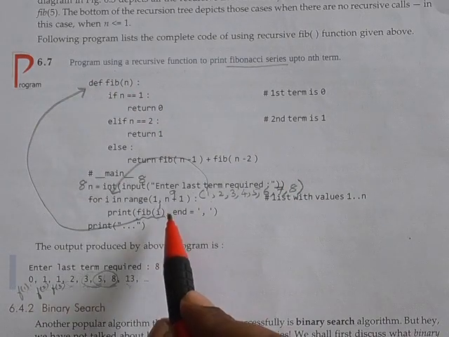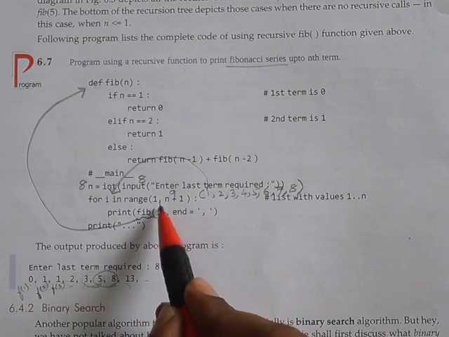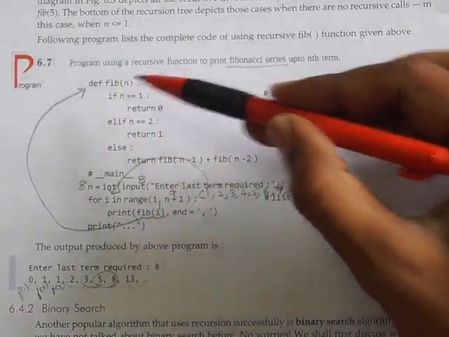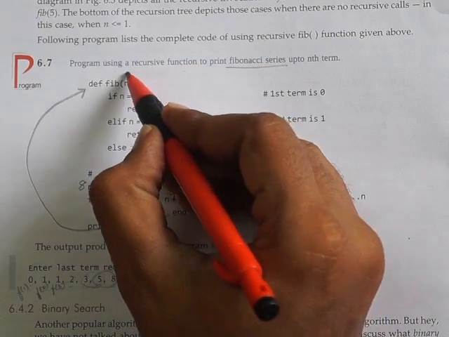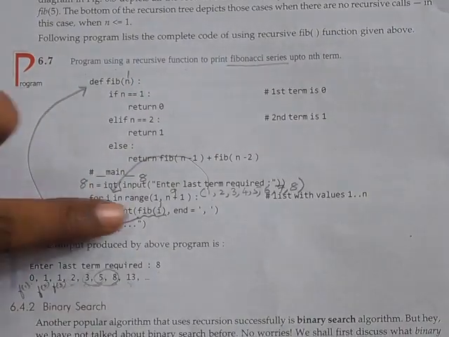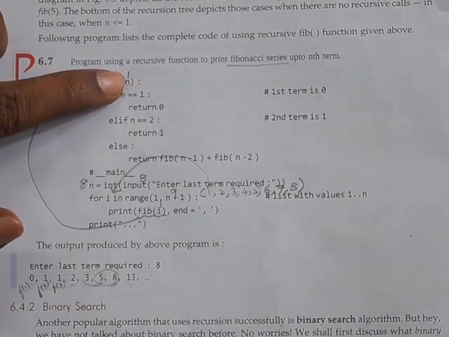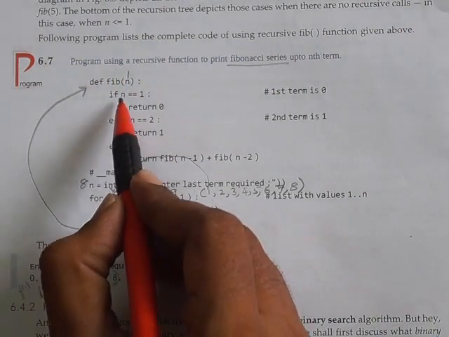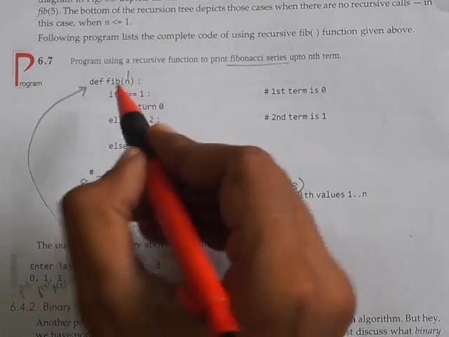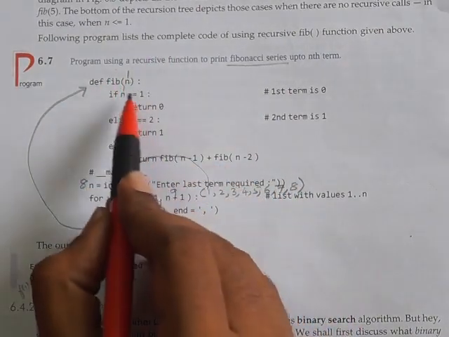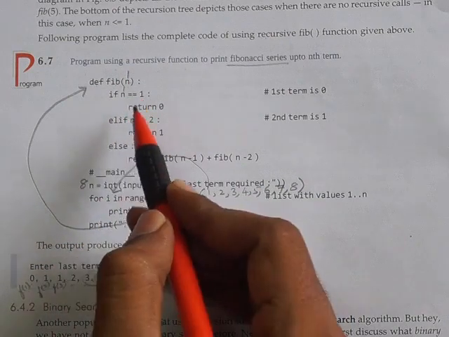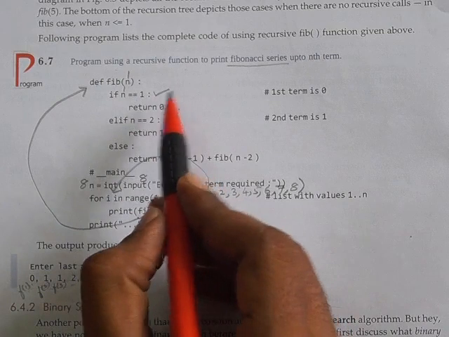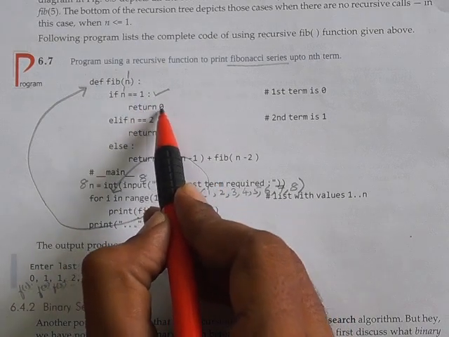And now this one value is transferred to n. So now the n value is 1. This value is transferred here. Okay, so the n value is 1. Come here. What is the value of n? It is 1. If 1 is equal to 1, of course the condition is true. This condition is true, which means it will return 0.